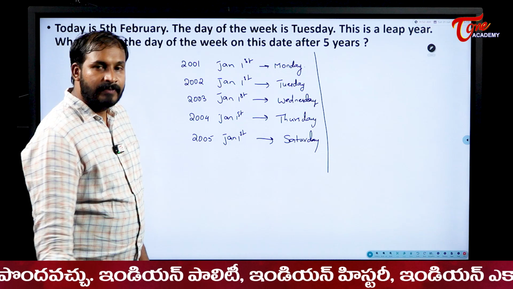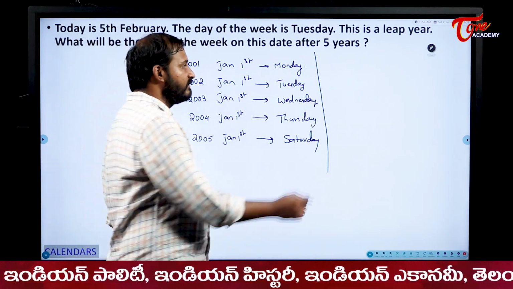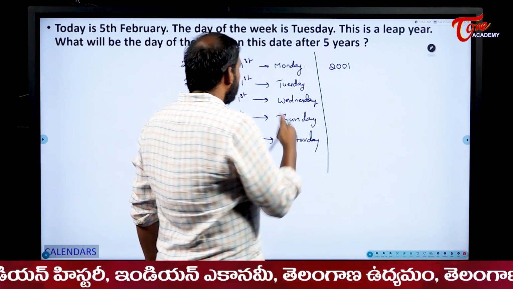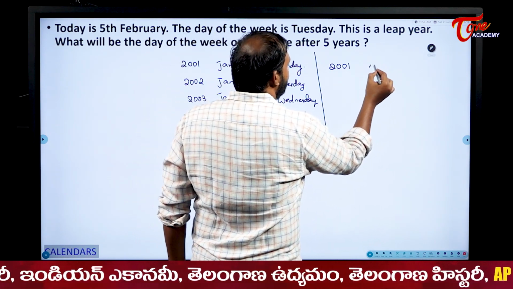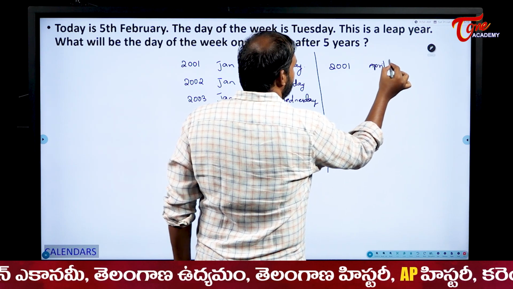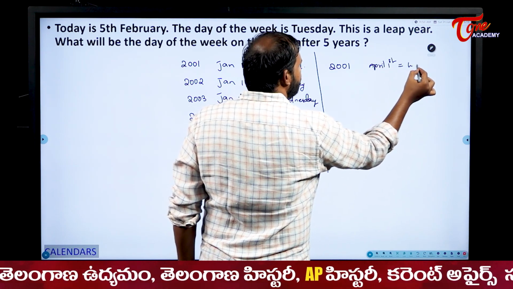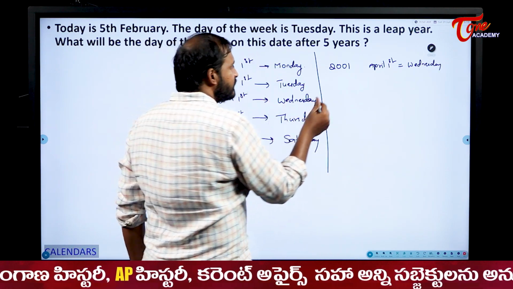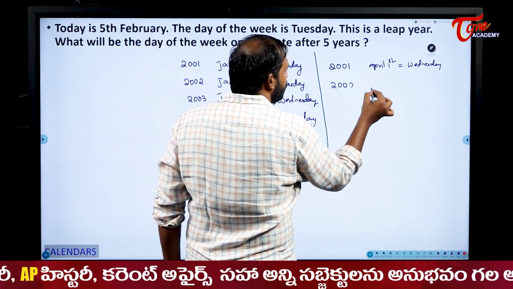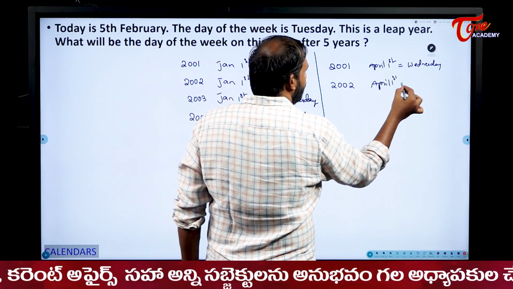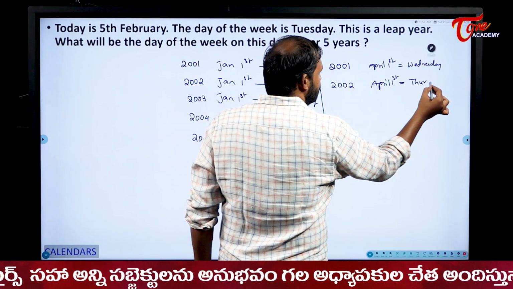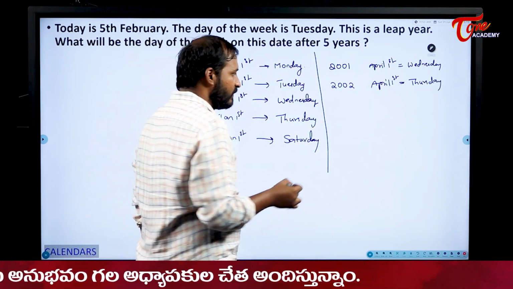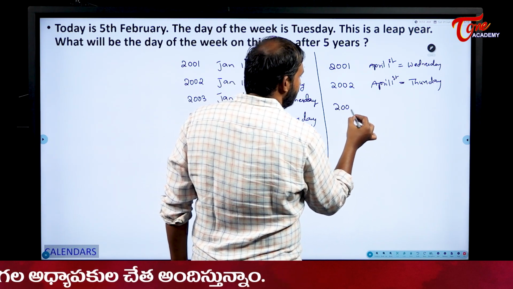Now similarly, please observe the next statement. This is also very, very important. For example, 2001, April 1st, let us assume it as some Wednesday. April 1st is some Wednesday. Now please tell me what will be 2002 April 1st? It will become what? Thursday for us. A 1 day jump. Why? Because 2002 is a normal year and 2001 is also a normal year. Next, 2003 April 1st will become what?